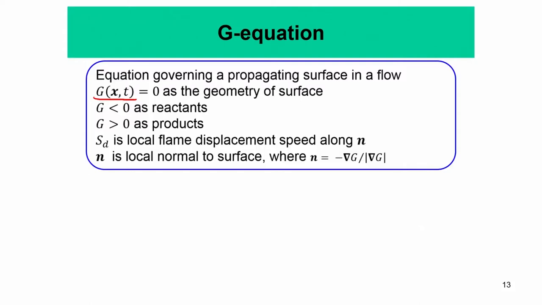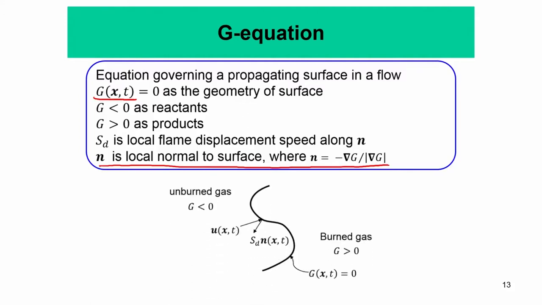And we said that if G is less than or equal to 0 it is the reactants, and G greater than 0 the products. Then the local flame surface must propagate with the local displacement flame speed, which is the propagation rate of the surface with respect to the local fluid velocity. This propagation happens along the local surface normal, which is normal to the surface. The normal can be found from the G field itself, given by minus grad G divided by mod of grad G. And this is the cartoon representing the G field.